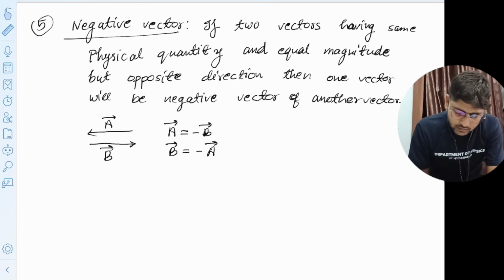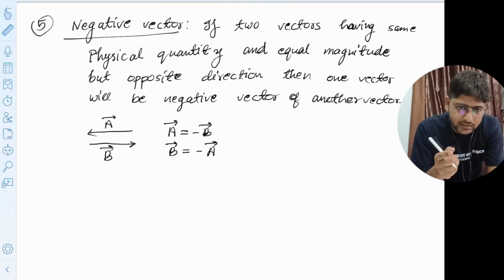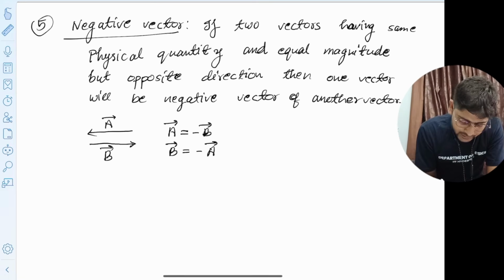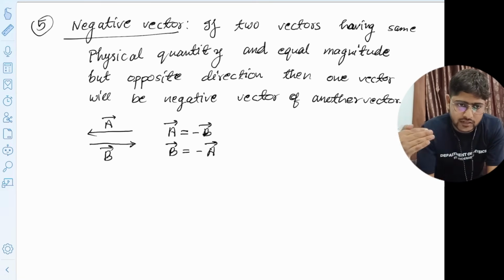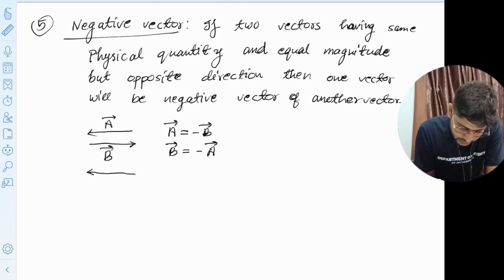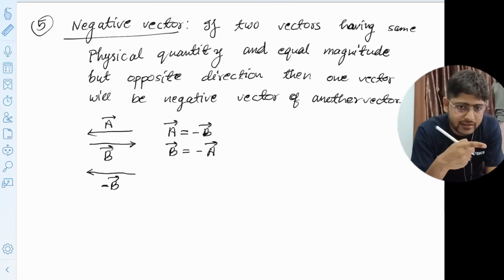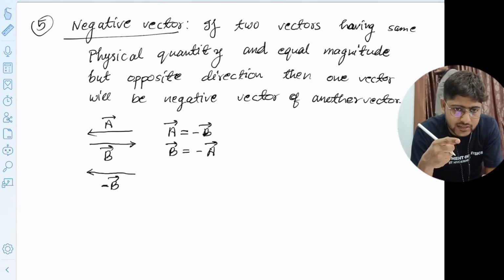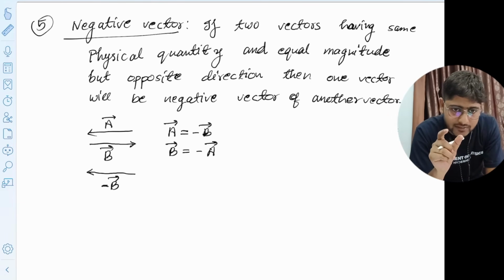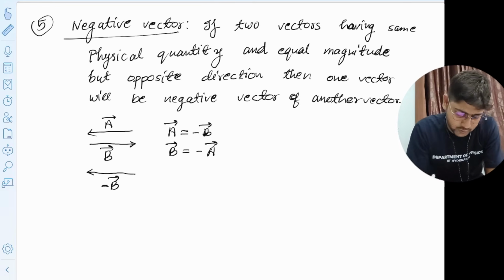What does it mean by minus vector B? Minus vector B means whatever the vector B is, just reverse the direction. If vector B has direction this way, the minus vector will have this direction. This is the negative vector of B. So see, negative vector B and vector A have the same direction now, same magnitude. So vector A equals minus vector B. In the same way we can write for vector A also. So the negative vector is clear.